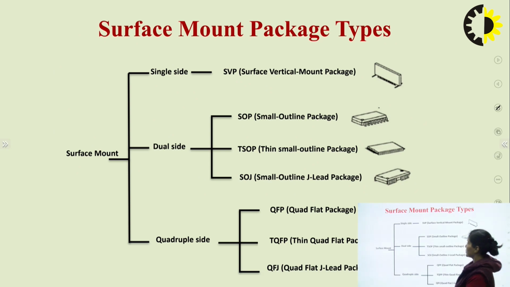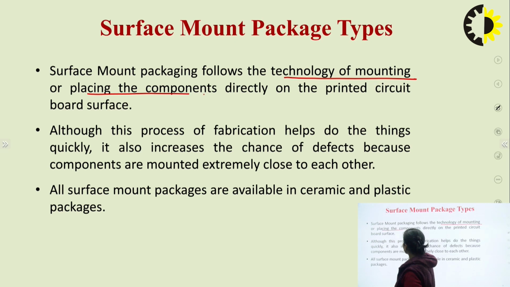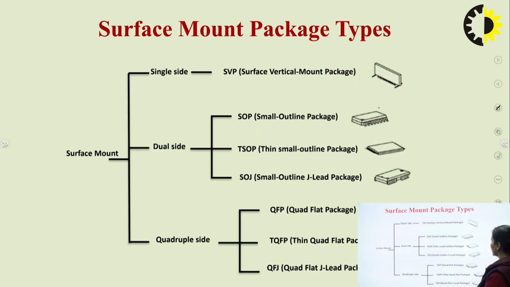Surface mount package types. This packaging follows the technology of mounting or placing the components directly on the printed circuit board surface. In this type of packaging, there is no provision of inserting the pins inside the board. Here, the components are directly mounted onto the printed circuit board. As we can see in these figures, pins are so small that they cannot be inserted in the board. They are directly mounted onto the board.